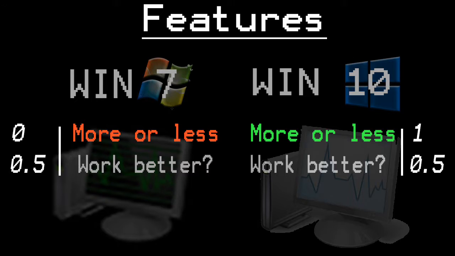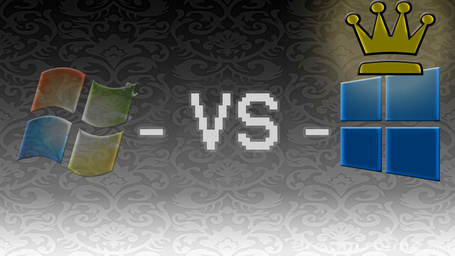Now onto features. We're going to start with Windows 7. Windows 7 didn't actually win a category, it was only a draw. So Windows 7 simply gets half a point out of 2. Which means Windows 10 wins 1 category, which was that it had more categories on the more or less bit. So Windows 10 gets 1 point, add half a point, which is 1.5 out of 2. Meaning Windows 10 wins on features.